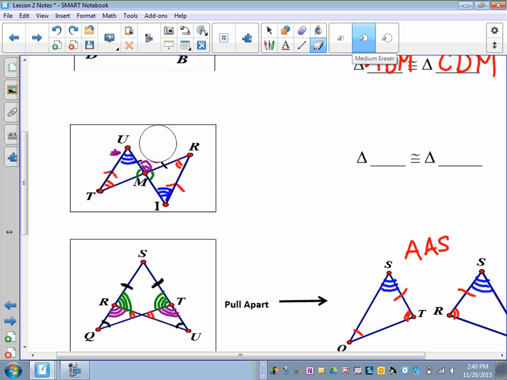And if you try any other method, like we can try angle, angle, side, but nope. Wrong way. Angle, side, angle, angle, angle, side, it doesn't work. So these ones end up being not congruent.